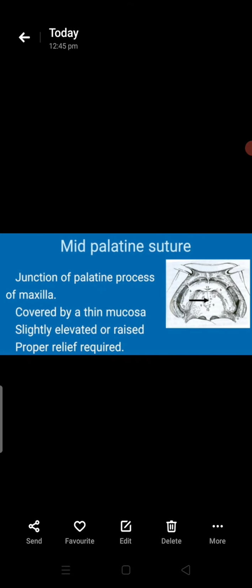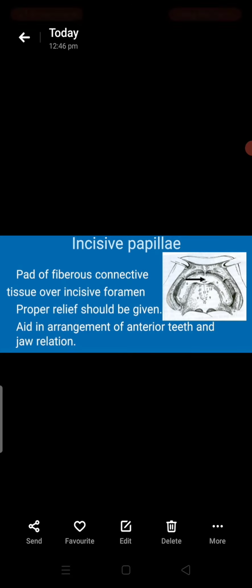Now come to the mid-palatal suture, which is the middle relief area. It is the junction of the palatine processes of the maxilla, covered by thin mucosa and slightly elevated or raised. Proper relief is required in that area, by trimming the denture to provide space so as not to compress that area directly.